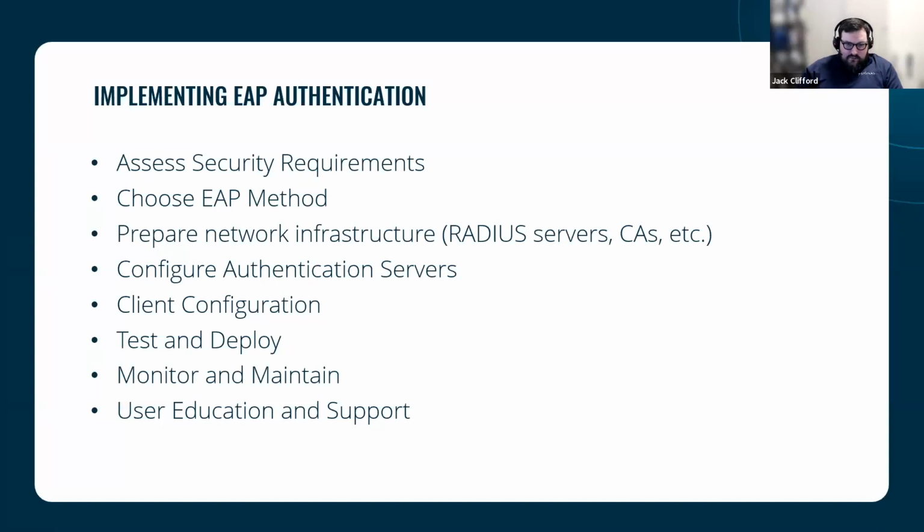Some things to keep in mind when you're actually implementing EAP authentication. I don't know if these are step by step, but there are definitely steps to consider. First, assess what your requirements are. So assess what your security requirements are for your network. Consider how you're handling sensitive data, how it's being transmitted over the network, and any compliance requirements that you have. But you also need to think about what level of user authentication is actually required.